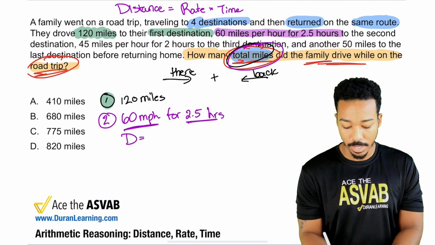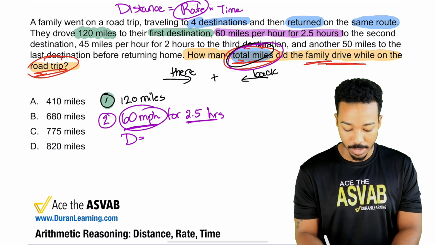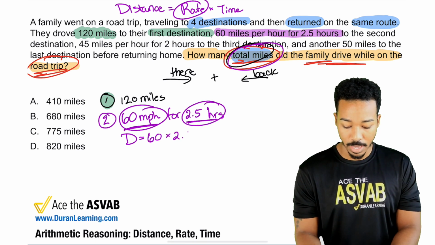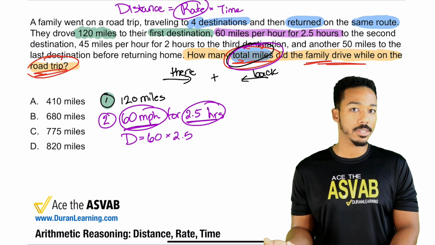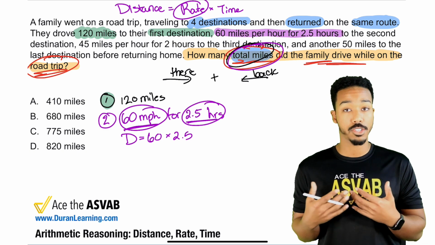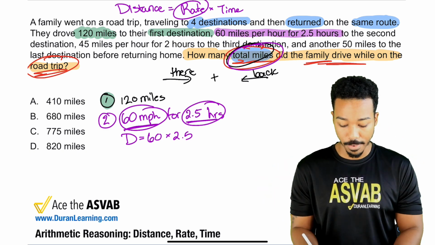Let's go ahead and do D equals the rate, which is 60 miles per hour, times time, which is 2.5 hours. So 60 times 2.5, what is that? Well, 60 times 2 is 120, and half of 60 is 30. So 120 plus 30, I'm doing mental math here, that's 150 miles.